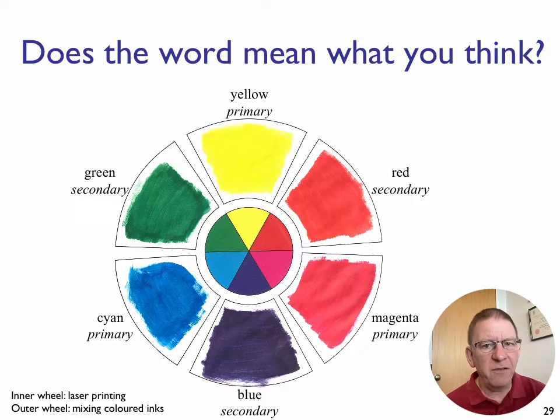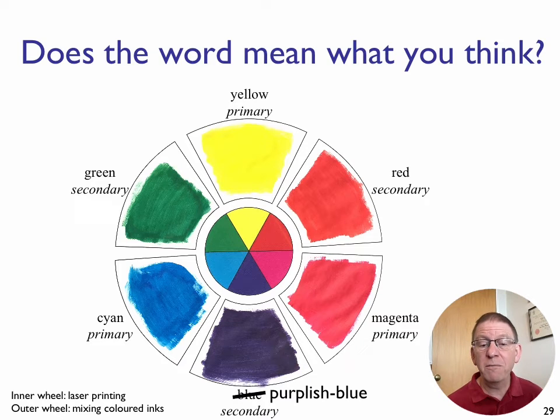Which leads us to another finding. Our colour words do not necessarily mean what we think they mean. Here are colours printed on a laser printer in the middle of the circle, and painted with colour inks in the outside ring. In both cases, we are mixing cyan, magenta and yellow, the 3 printing primaries. If we look at the colour wheel, these primaries are supposed to mix to get green, blue and red. But that's not strictly true. The blue here is actually a purplish blue. And the red here is actually an orangish red.